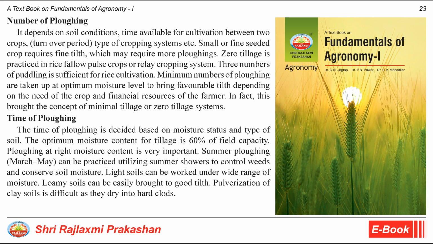Time of plowing. The time of plowing is decided based on moisture status and type of soil. The optimum moisture content for tillage is 60% of field capacity. Plowing at right moisture content is very important. Summer plowing, March to May, can be practiced utilizing summer showers to control weeds and conserve soil moisture. Light soils can be worked under wide range of moisture. Loamy soils can be easily brought to good tilth. Pulverization of clay soils is difficult as they dry into hard clods.